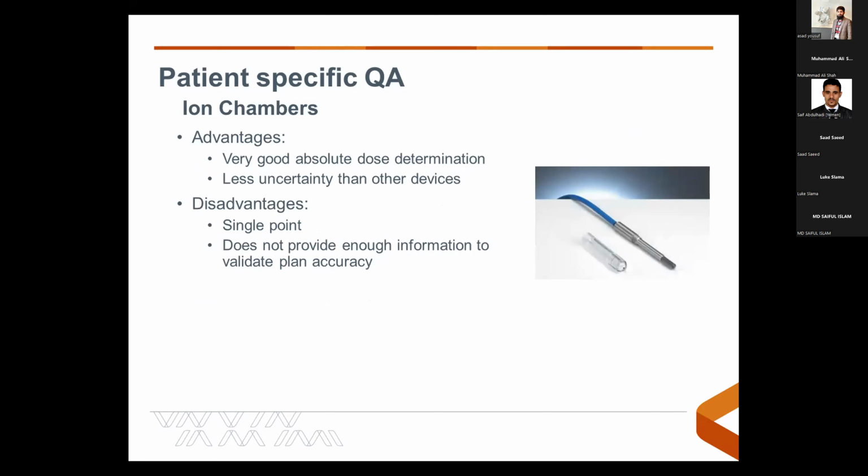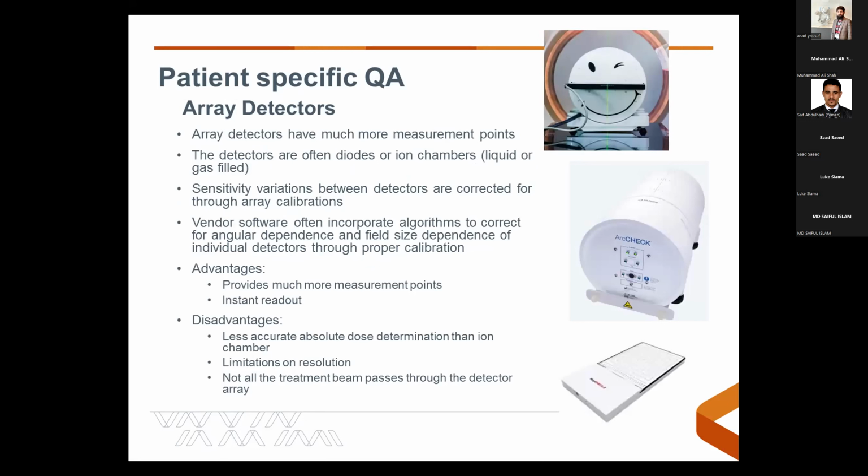So ion chambers is the most basic method of performing verification. Place an ion chamber in the center of your PTV in a phantom, deliver the radiation treatment, and then measure the dose. It's very good absolute dose determination. It has much less uncertainty than other measurement devices, but the disadvantage is it's just a single point, and because it's just a single point, it does not provide enough information to validate plan accuracy for IMRT and VMAT plans.